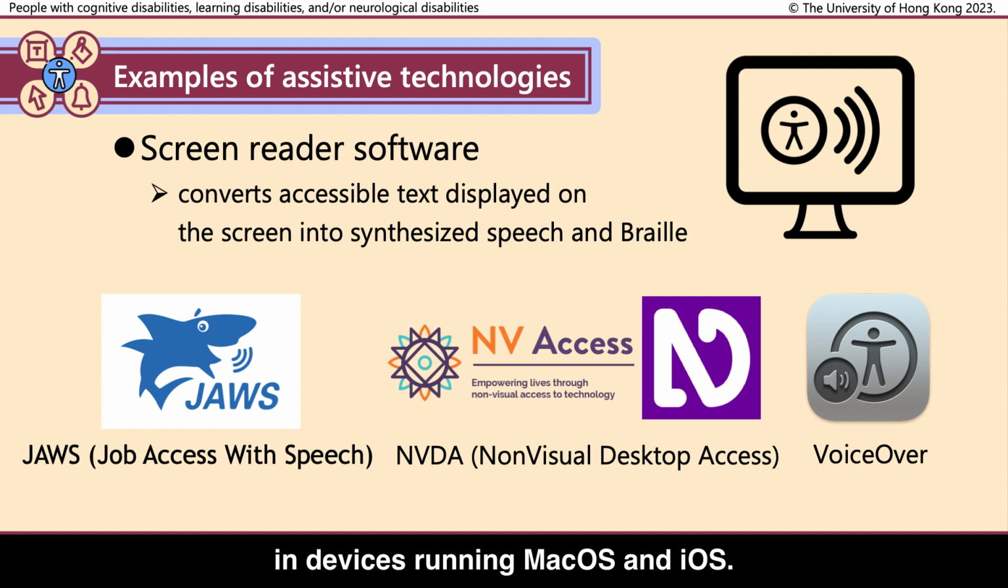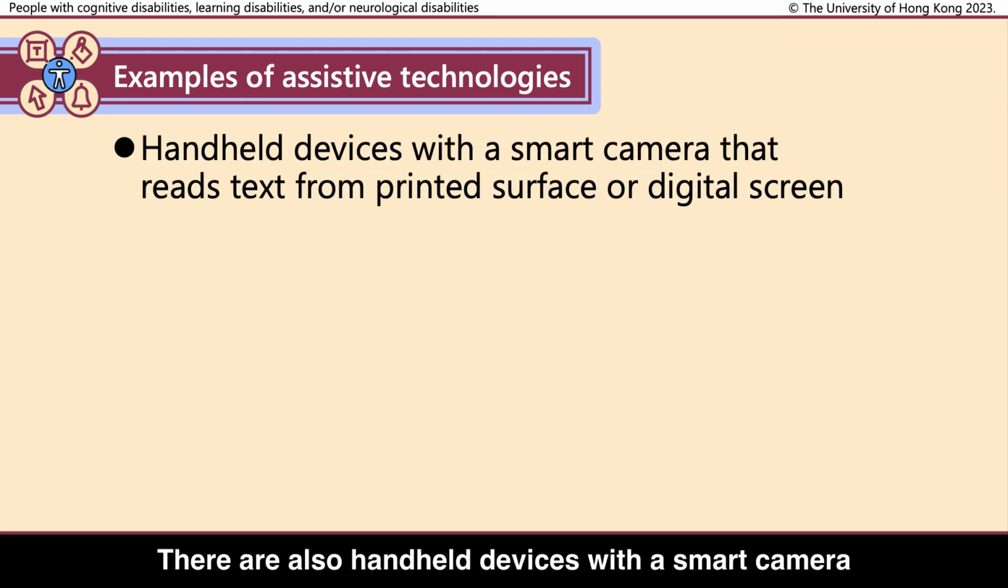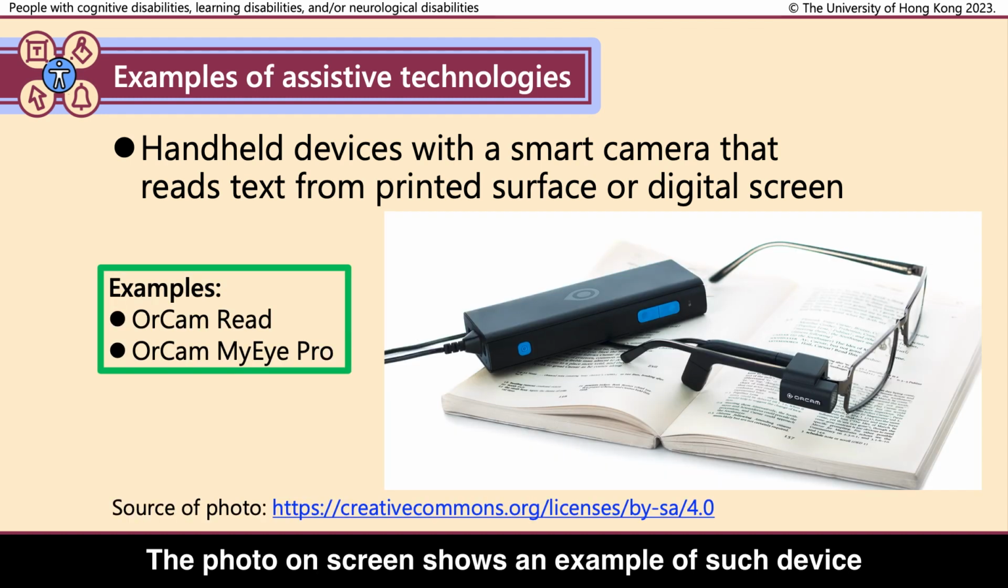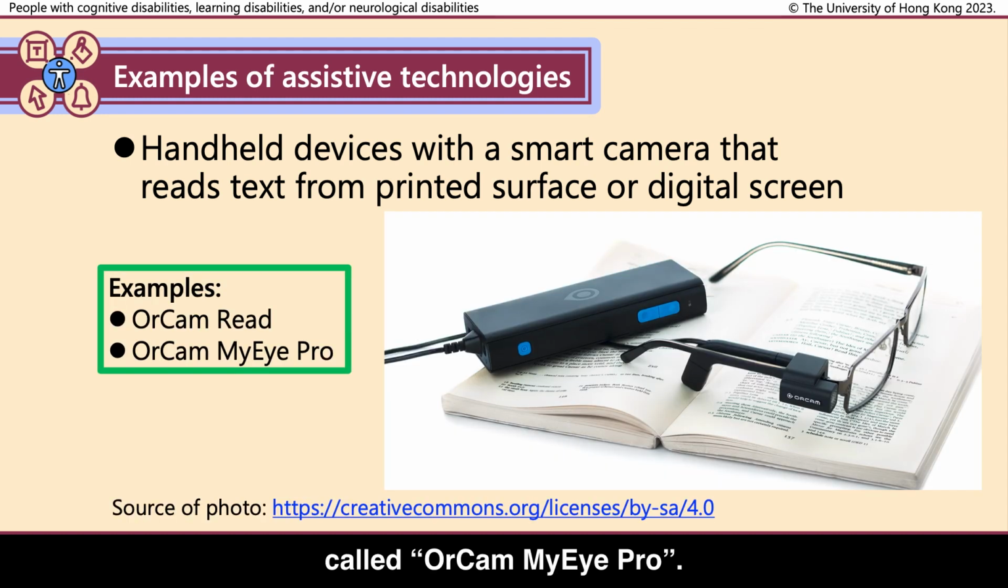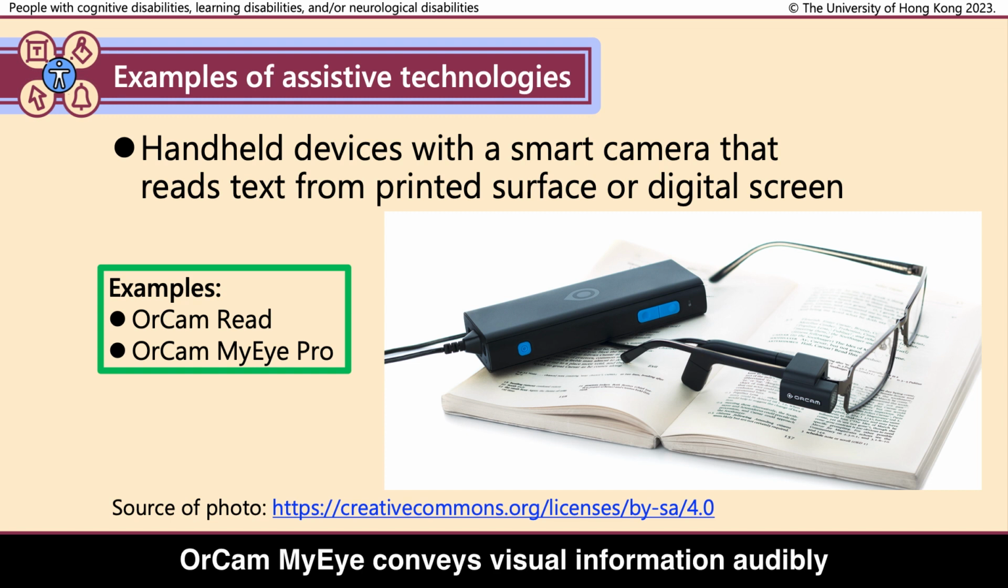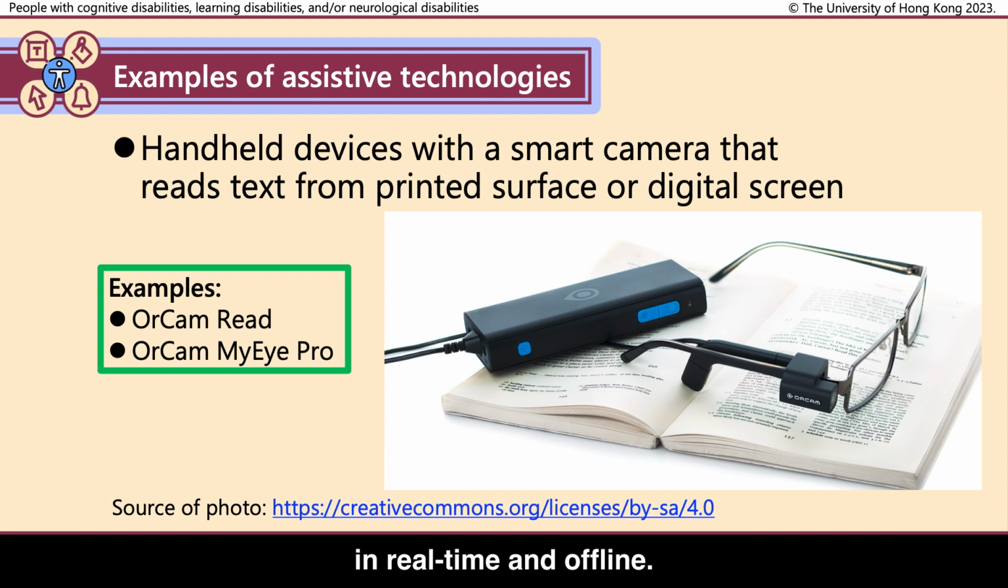There are also handheld devices with a smart camera that can read aloud text from printed surface or digital screen to perform text-to-speech conversion. The photo on screen shows an example of such device called Orcam My Eye Pro. It is a voice-activated device that attaches to virtually any glasses. It can instantly read aloud text from a book, smartphone screen, or any other surface and recognize faces. Orcam My Eye conveys visual information audibly in real time and offline.